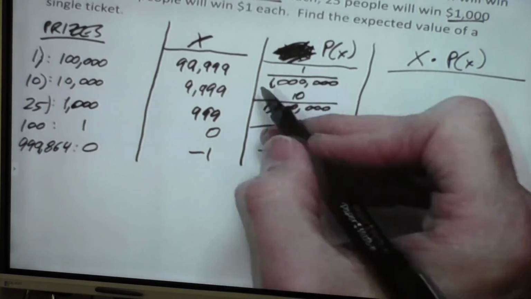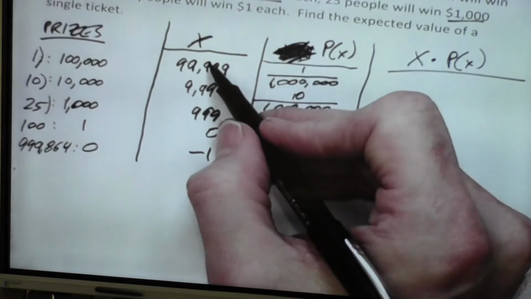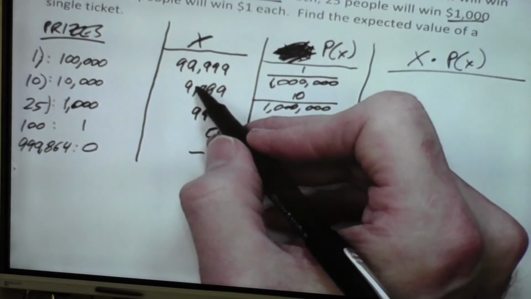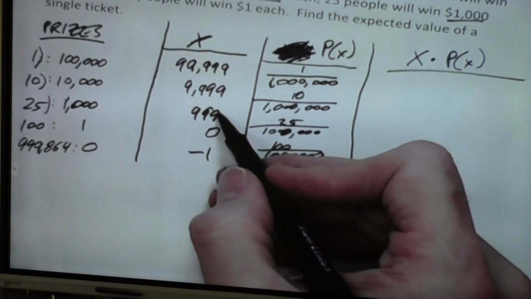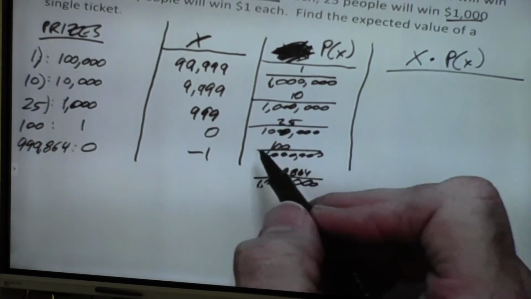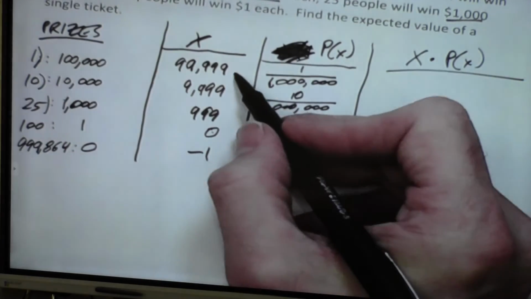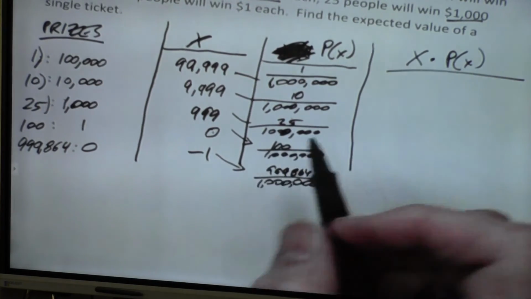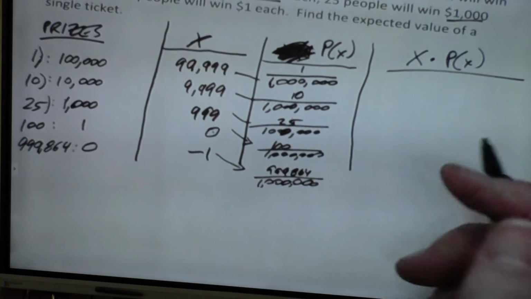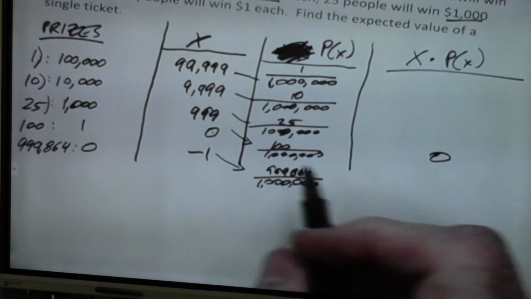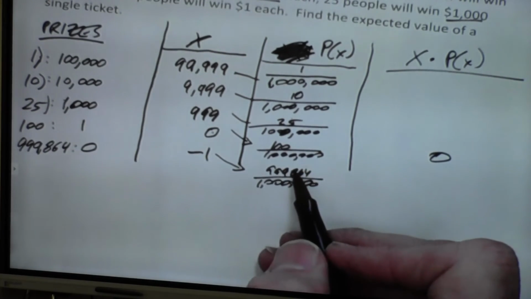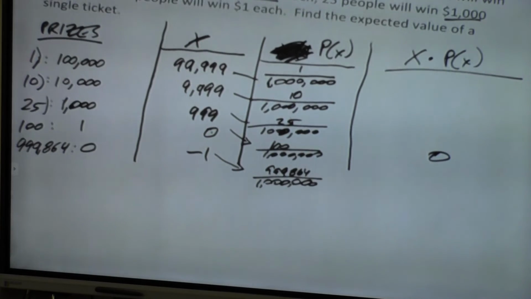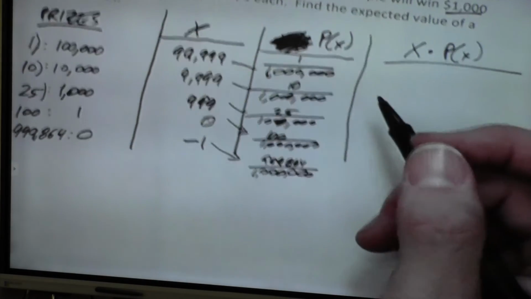So it's 99,999 times 1 over 1 million, which is really just this divided by that. This one times 10 divided by that. This one times 25 divided by that. This one is actually, because of the size, this one comes down here, that one goes down here. 0 times that, that's easy. This one's going to be 0. -1 times that. So, you can put them in the calculator and get the decimals, but I already did that.